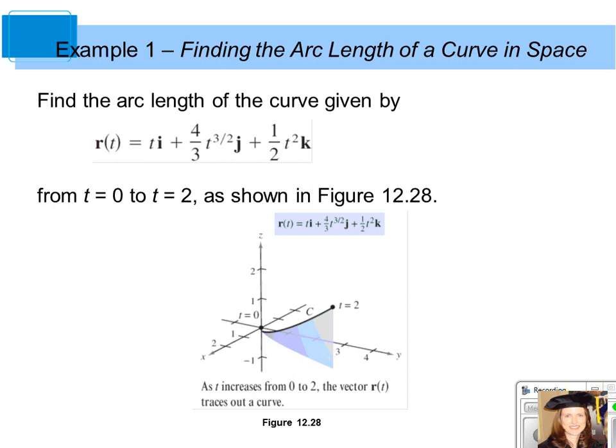In this example, we're going to find the arc length of the curve given by r of t equals t i plus 4/3 t to the 3/2 j plus 1/2 t squared k from t equals 0 to t equals 2, as shown. Here we have a path in space from t equals 0 to t equals 2, and we want to find the length of that path as it's traced out.